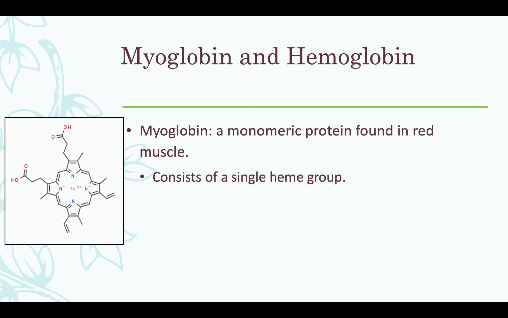Hemoglobin, on the other hand, is a tetrameric protein found in erythrocytes or your RBCs, which is responsible for the transportation of oxygen to the tissues in the body, and returns carbon dioxide and protons to the lungs. Yes, you heard that right, protons. Now, we'll discuss this under the Bohr effect later. Hemoglobin here consists of 4 heme groups, so one for each monomer.